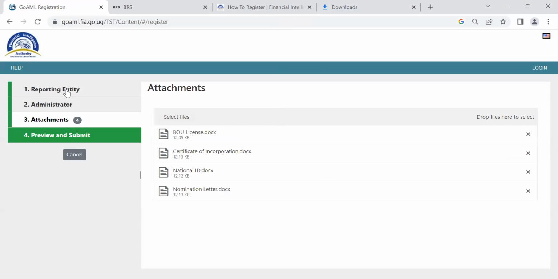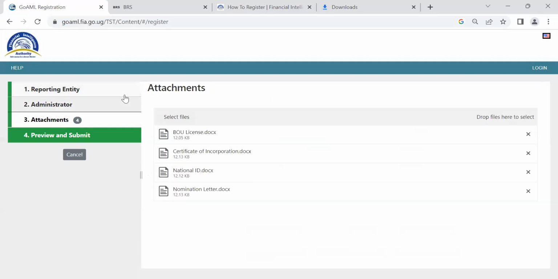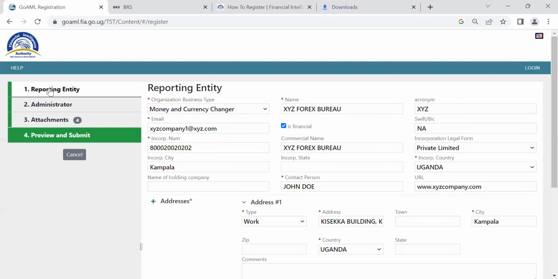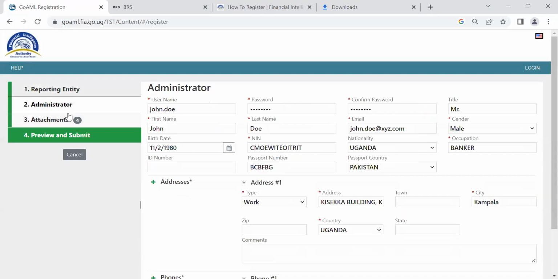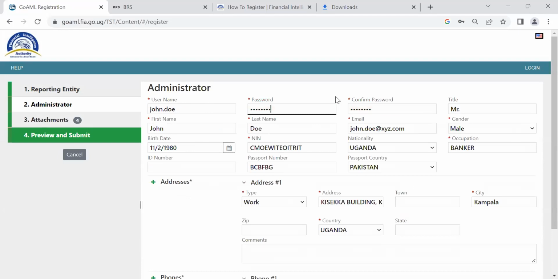Hello? Yes, please. Hello. I'm still behind on attachment because mine is not showing the green icon. Which one is red, reporting entity or administrator? Administrator. If it's red, go to where the red is. For example, if something is wrong, it will be red. Then you go and make the necessary change.